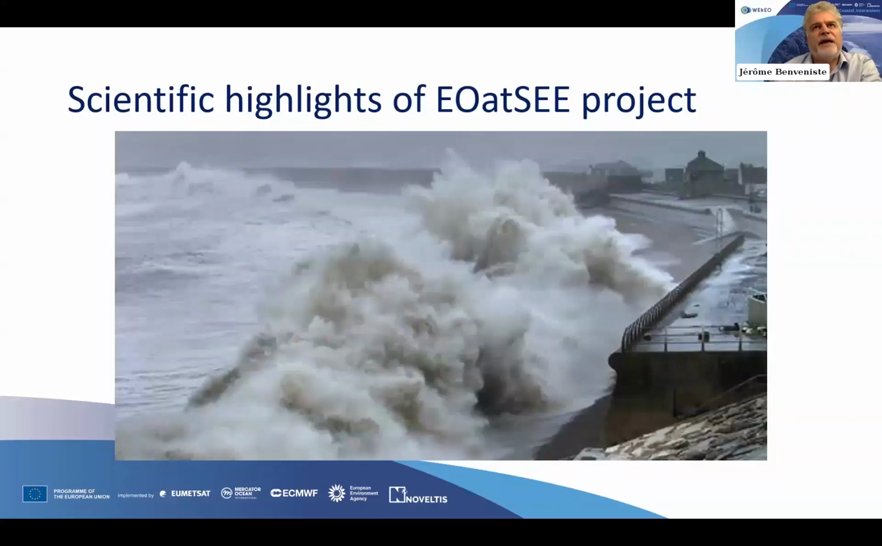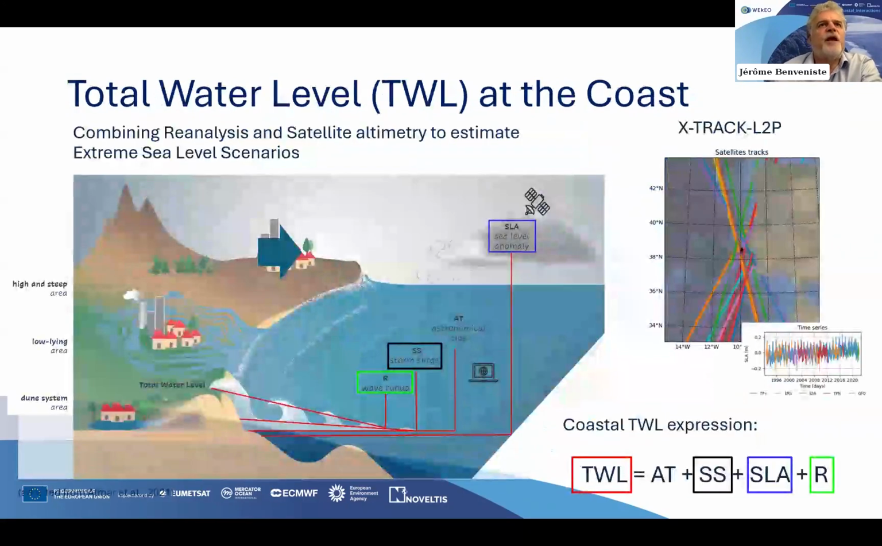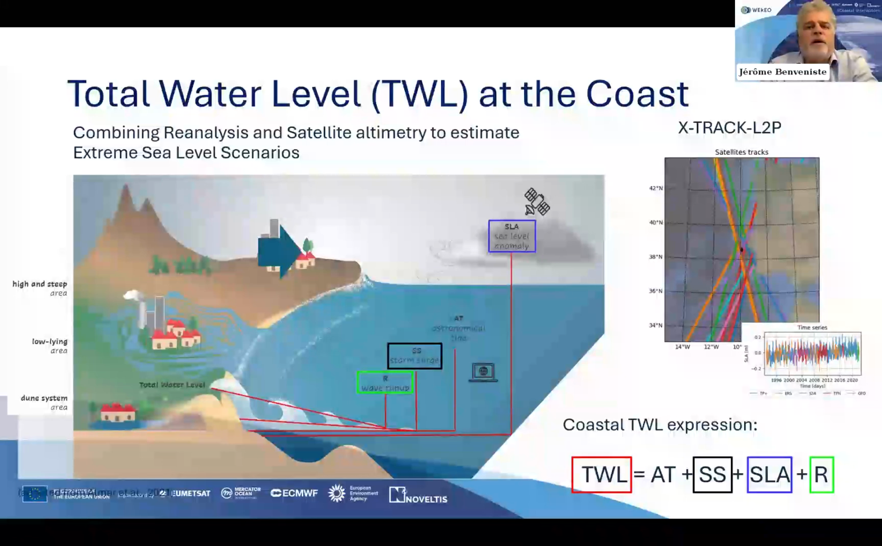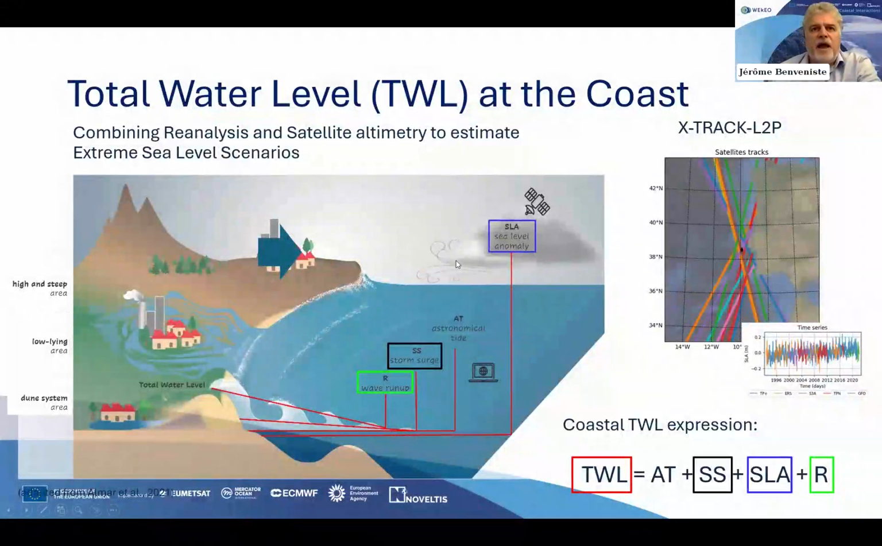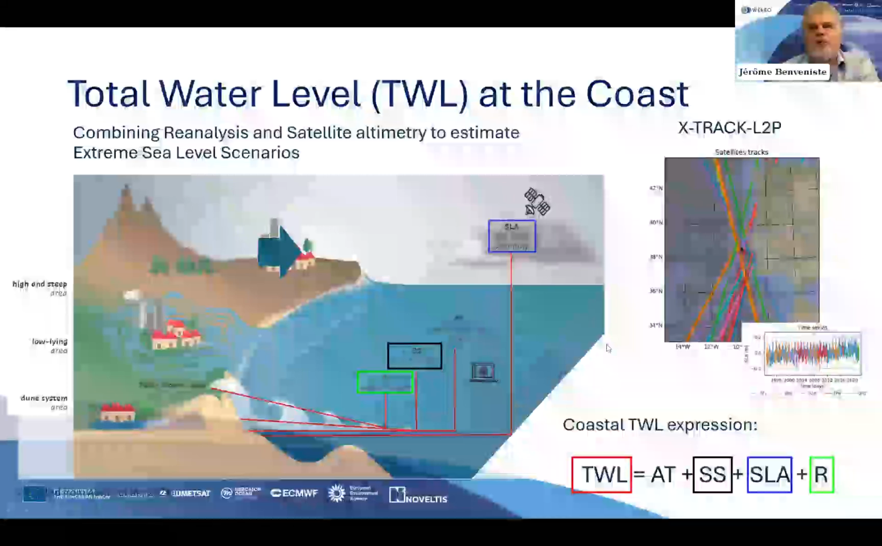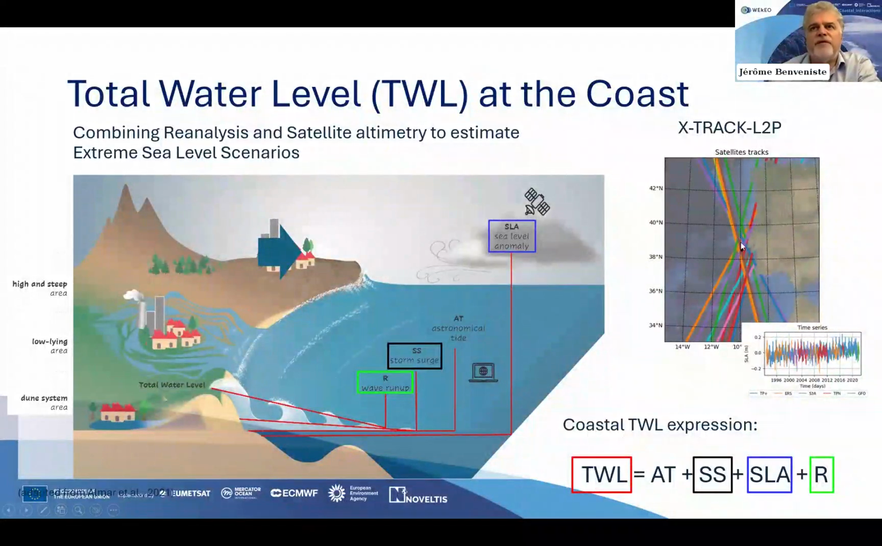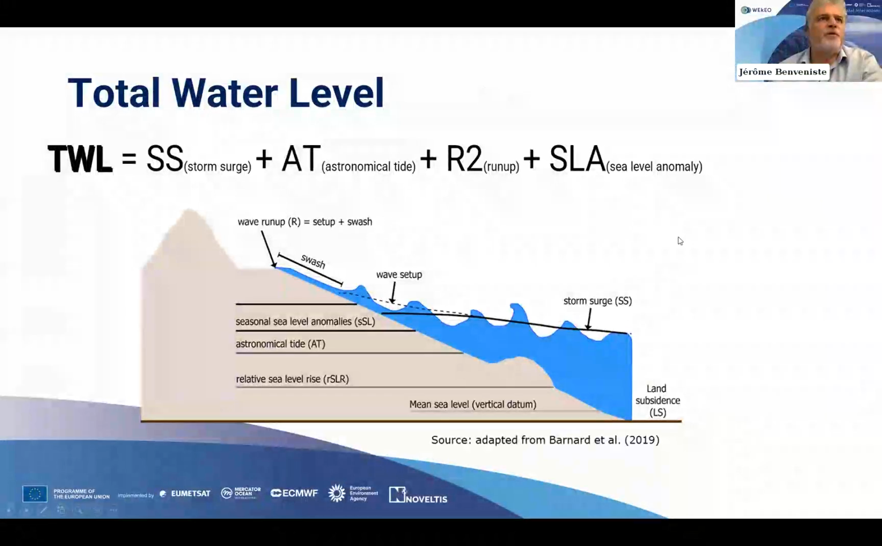So the scientific highlights coming out of this project. So we reconstructed the total water level. It's basically the sum of the astronomical tide and the storm surge, the sea level anomaly, and the wave run-up. So, for instance, for sea level anomaly here, we have satellite radar altimetry satellite tracks, which allow us to build this component. So we'll see the components one by one.